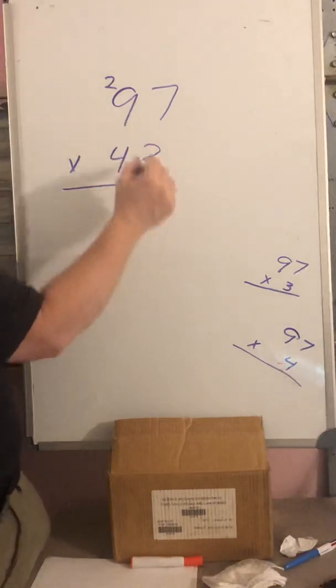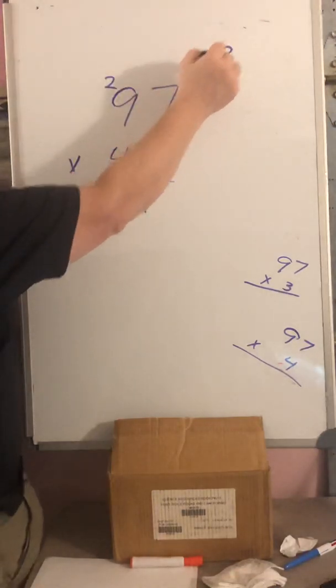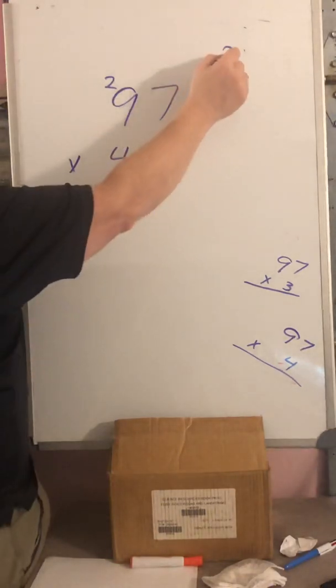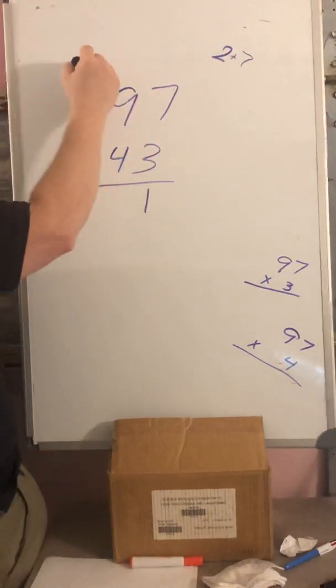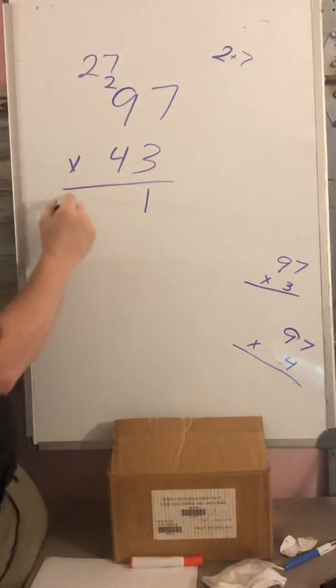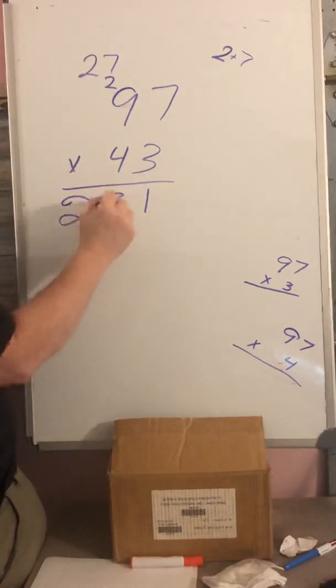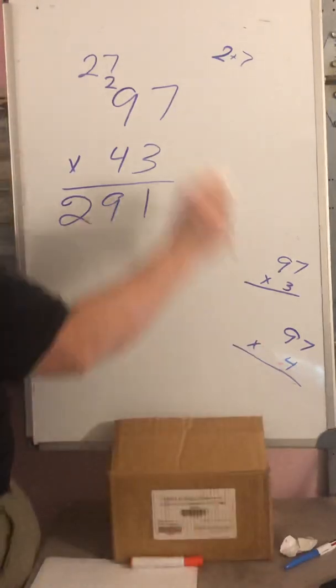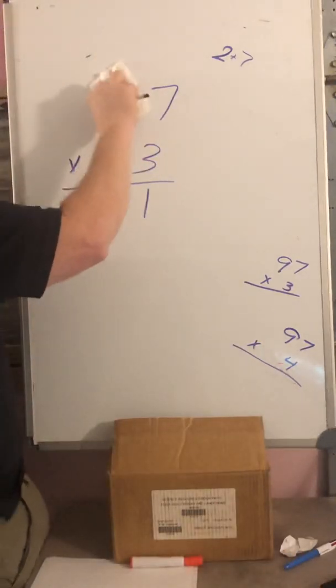9 times a 3, the answer is going to start with a 2. 2 plus what equals 9? You're right, it's 7. So 3 times 9 is 27, plus the 2 we carried is 29. 291 is the answer on the first row.